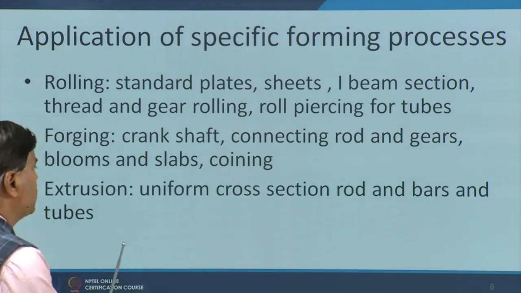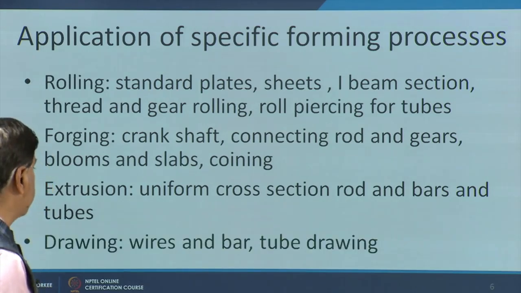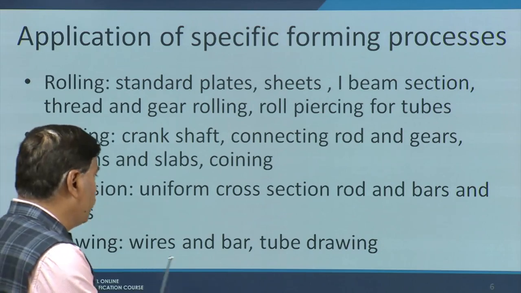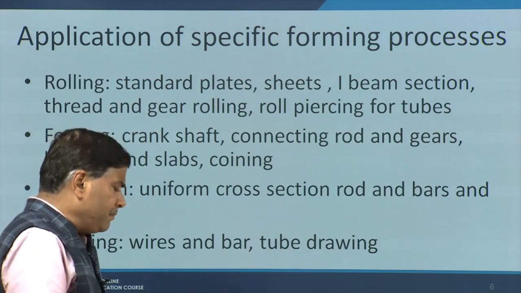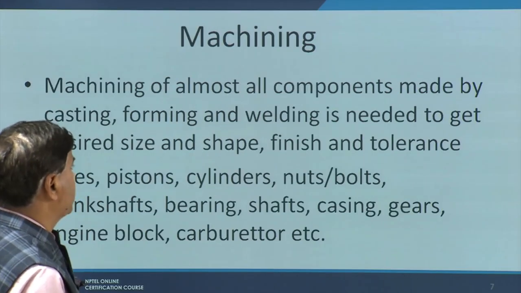Extrusion is used for making uniform cross-section rods, bars, and tubes. And drawing is used for making wires, bars, and tubes using the tube drawing processes.